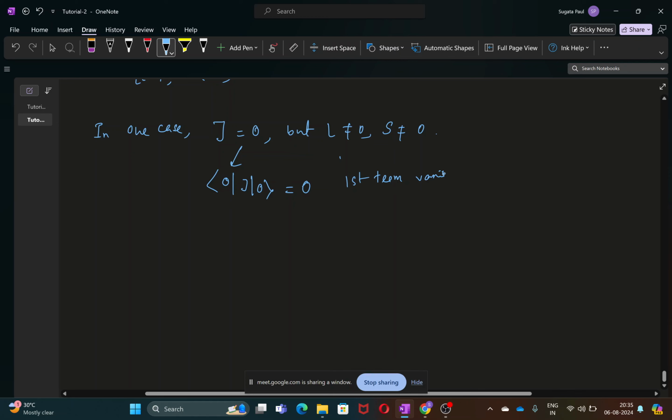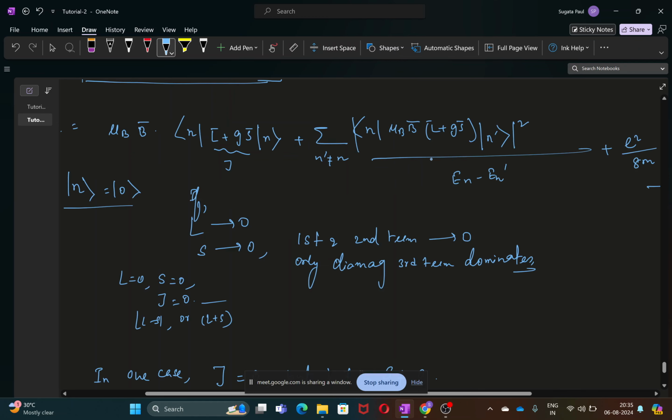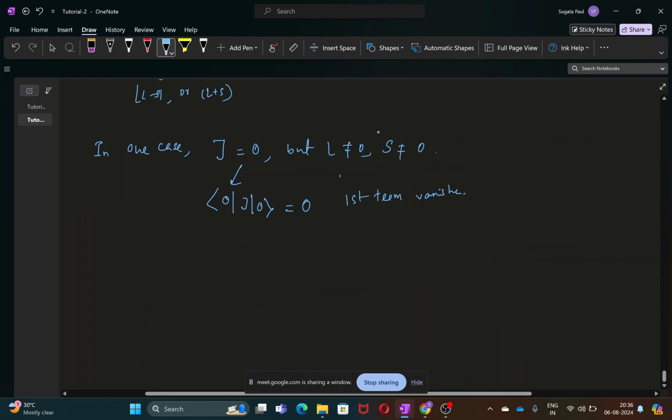Okay, but in the second term you see that you have this L plus gs, which will give you the angular momentum J, but it is not the expectation value you are calculating over here. You have to operate that operator on a separate state which is not the ground state, that is n prime, and then take the sandwich with the ground state n. So this is basically not a direct expectation value, so it will not give you a 0 value if J equal to 0, because you have L not equal to 0 and S not equal to 0. So even if J equal to 0, the second term does not vanish.